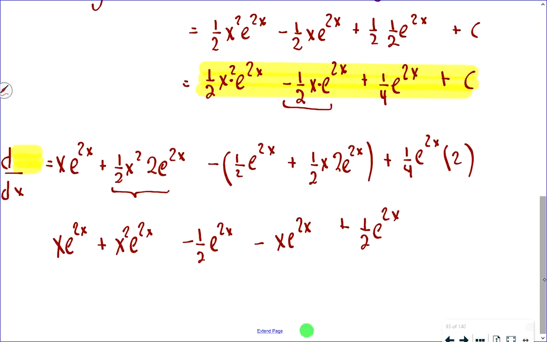So these two are opposites, they add to 0. These two are opposites, they add to 0. The derivative of the constant, of course, is 0. So you get x squared e to the 2x.